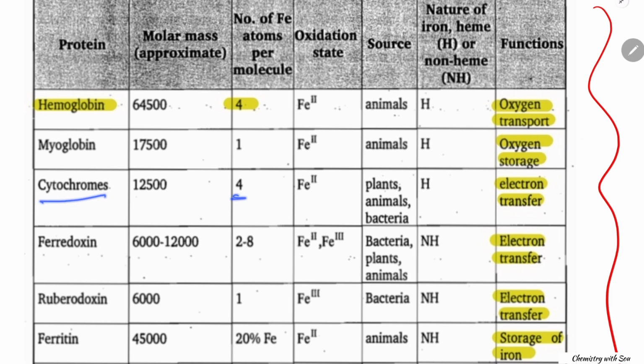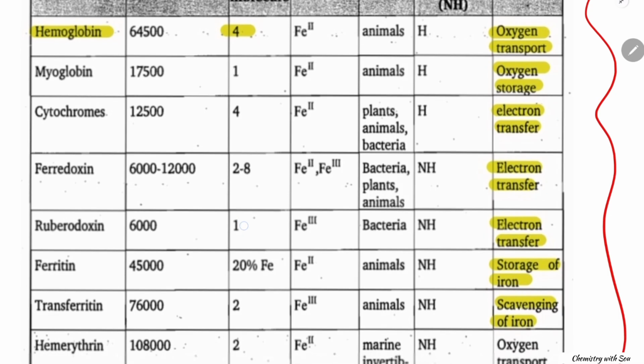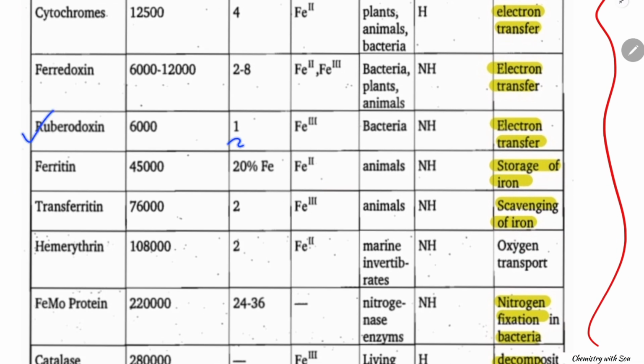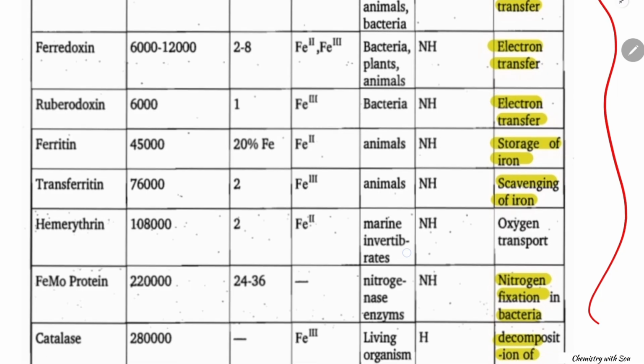In cytochromes, 4 iron atoms are present, Fe in the 2+ state, and it is found in plants, animals and bacteria. Hemes are present and its main function is electron transfer. Ferredoxin contains 2 to 8 units of iron, with Fe in the Fe2+ and Fe3+ states, present in bacteria, plants and animals. This is a non-heme protein and its main function is electron transfer. Rubredoxin contains 1 iron, Fe in the 3+ state, found in bacteria. This is a non-heme protein and its main function is electron transfer.